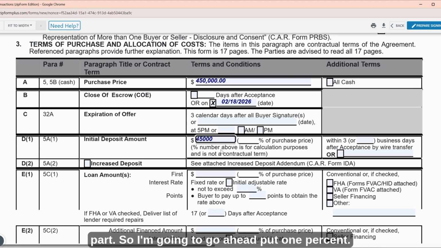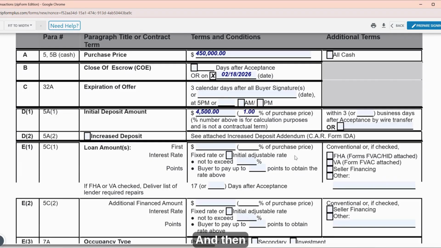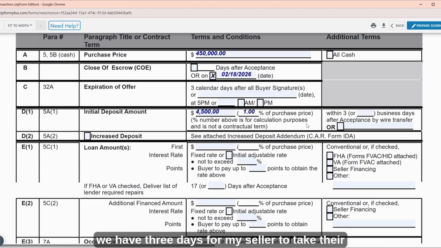So I'm going to go ahead and put 1%. Whoops, not 45,000. And then how is this deposit going to go in? Within 3 business days. So once this offer gets accepted, we have 3 days for my seller to take their cashier's check, or however they're depositing funds into escrow, down to escrow.